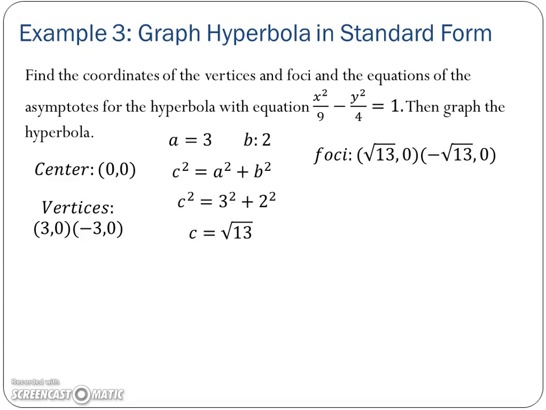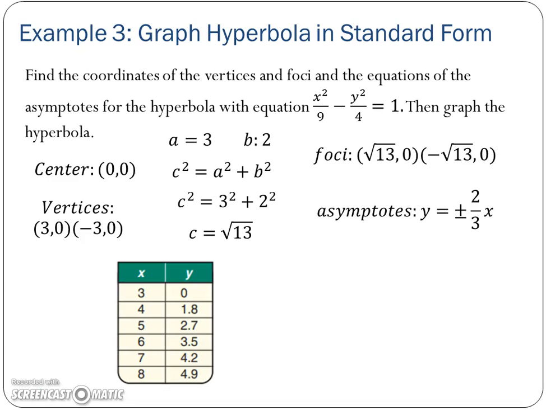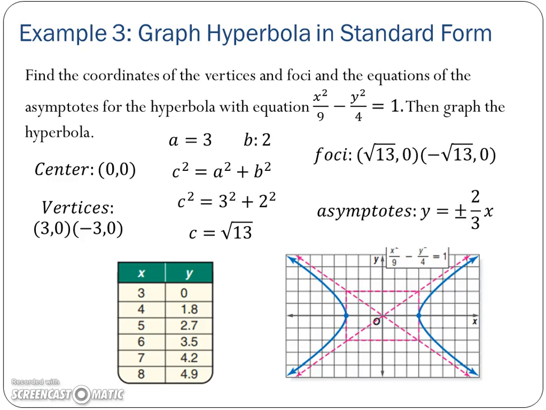And then the equations of our asymptotes, since a is with x, then it's horizontal, so it's plus or minus b over a times x. So b over a is 2/3. And then we're going to use the calculator to find some approximate non-negative values for x and y that satisfy the equation. And then we graph the hyperbola. Here's what we get. So notice we got the two asymptotes that create where the hyperbola sits, and then you got the two axes, the transverse and the conjugate axes, that create the box in between.